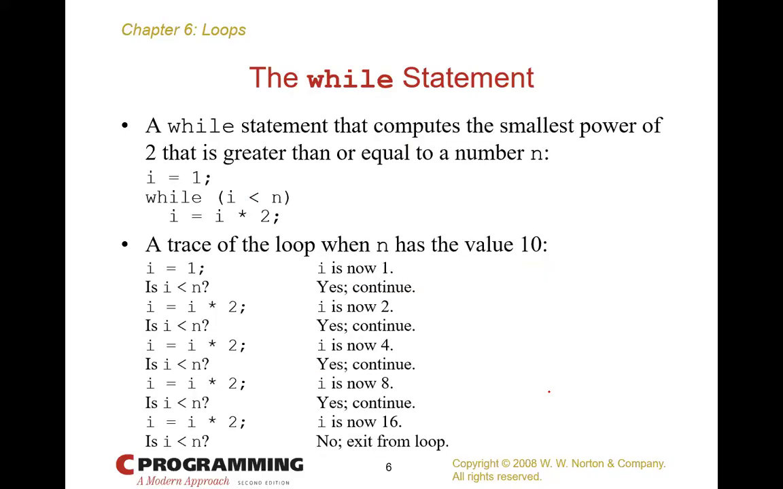Okay, here is just a trace. I think with the example I had for you, you should already understand this. A while statement that computes the smallest power of 2 that is greater than or equal to n. Okay, this is the example we just did.